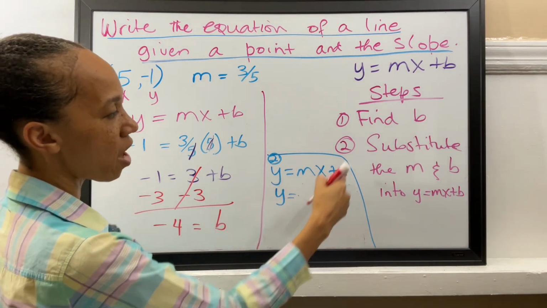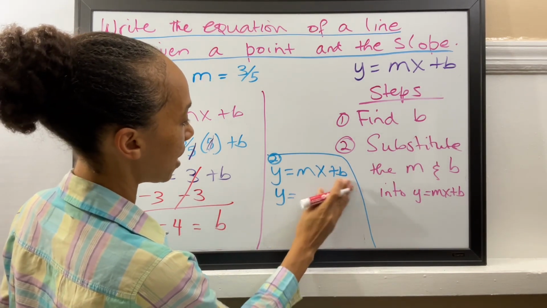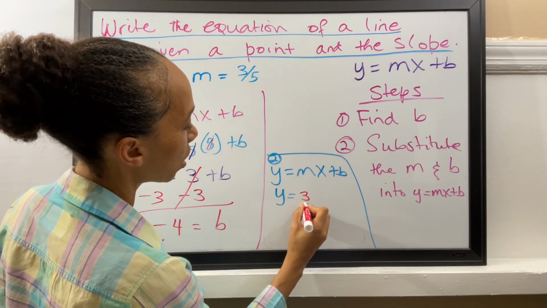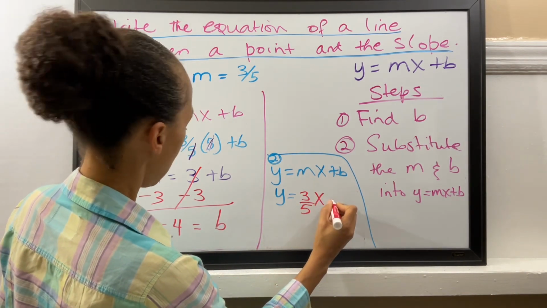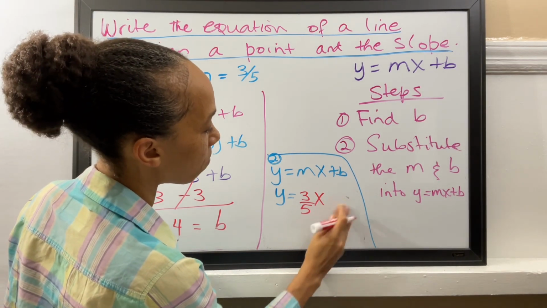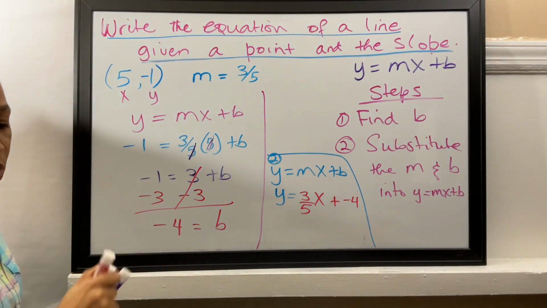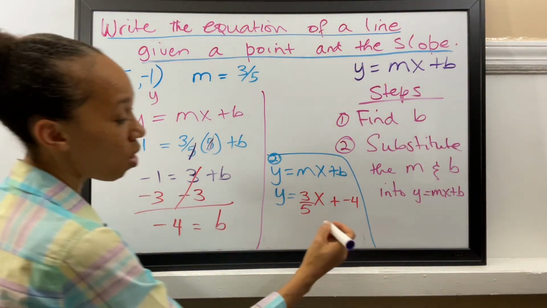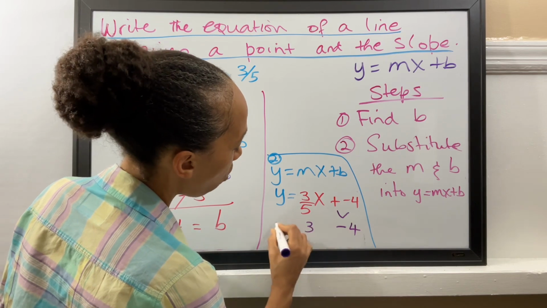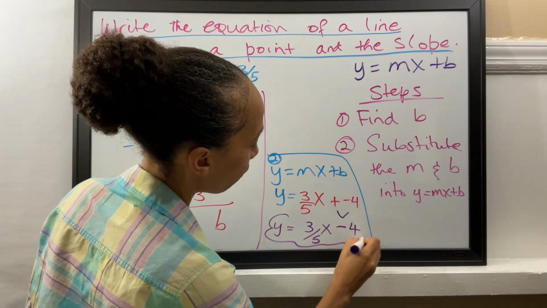Now I'm going to take it over here, do step 2, which is to substitute. So I have now b is negative 4, and I have my slope as 3/5. So y equals 3/5 x minus 4. If you find yourself writing plus minus like this, plus minus 4, all you have to do next, because I know a lot of you always do this, change this to a minus sign, and you will have it written as y equals 3/5 x minus 4.